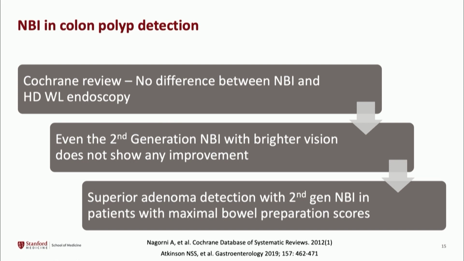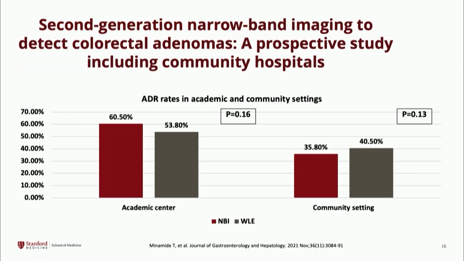Some of the trials which showed superior polyp detection rates were only those with maximal bowel preparation scores. So if you do not have high bowel preparation scores, you do not see good results with NBI. This is an interesting study looking at second generation narrowband imaging to detect colorectal adenomas.